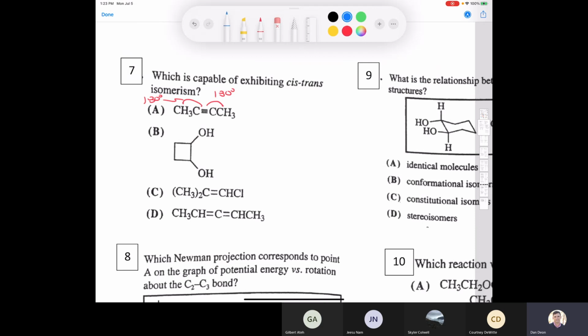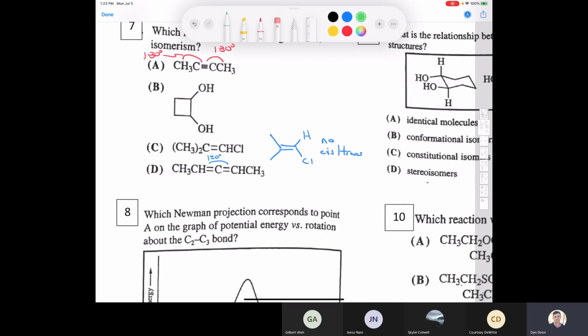If I move to C, you can see that in C I have this compound where I have chlorine and a hydrogen here. But since I have 2 methyl groups on the other carbon, there's no cis or trans isomerism possible here. If we go to D, this is called an allene. Okay, this is called an allene here. And so the bond angle here is 180 degrees. And there's no way that there could be cis-trans isomerism here, because if you were to try to draw just one of the carbon-carbon double bonds, like this, right? You've got a hydrogen up here and a methyl group down here.